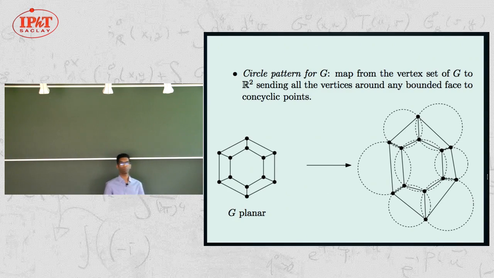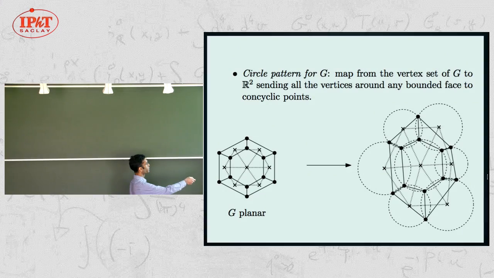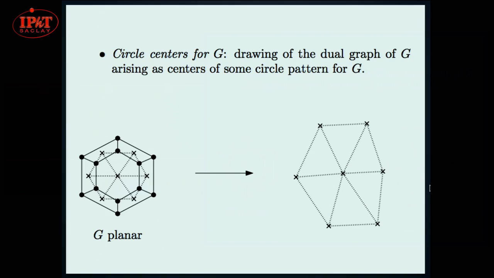For now, I just require that I have a drawing of my graph, not an embedding, meaning that in that drawing, two edges may cross outside a vertex, or you can have faces that are folded over. Once you have a circle pattern for G, you also have some natural drawing for the centers, for the dual graph of G. So what is the dual graph of G? You place a dual vertex inside each face of G, and you connect two dual vertices whenever the corresponding two faces share an edge. And there is a natural point where you can place this dual vertex because this dual vertex corresponds to a face and this face corresponds to a circle, so it's natural to place that dual vertex at the center of the circle. So given a circle pattern for G, you get a drawing of the dual graph of G.